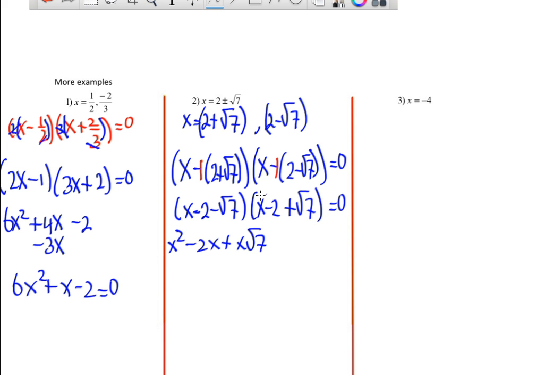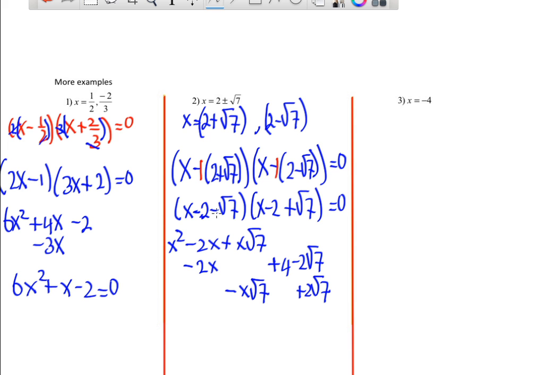Then the negative 2 times the x, that's another negative 2x. And then a negative 2 times a negative 2, so that's plus 4. So that's on its own right now. And then a negative 2 times the square root of 7, so that's minus 2 square root of 7. That's getting to be quite a mess. So then it's a negative square root of 7 times x. So that's minus x square root of 7. And it's a negative times a negative, so that's plus 2 times the square root of 7.